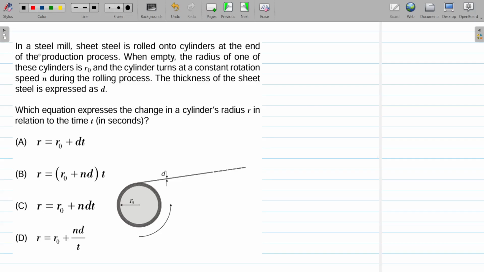Welcome, students. Let us see this question. In a steel mill, the sheet steel is rolled onto cylinders at the end of the production process.